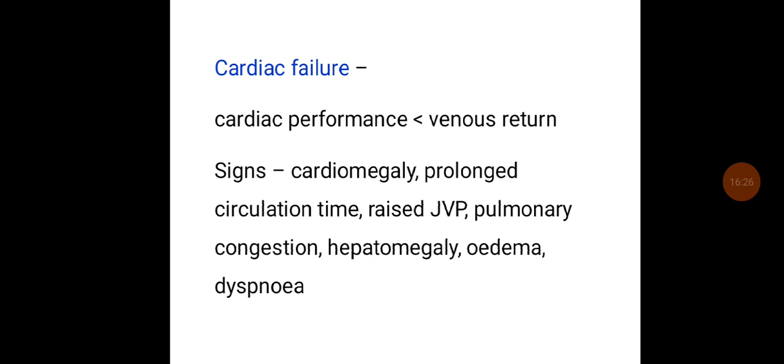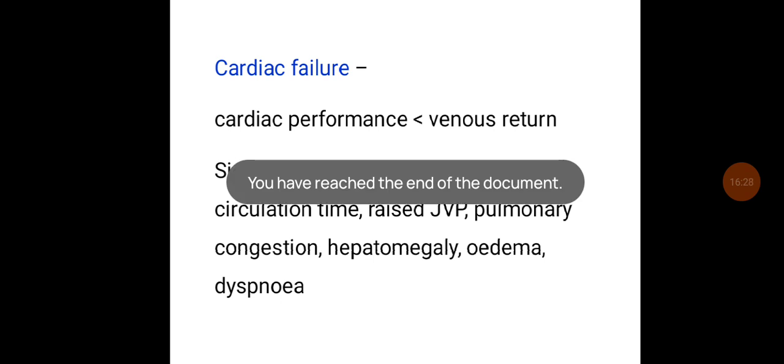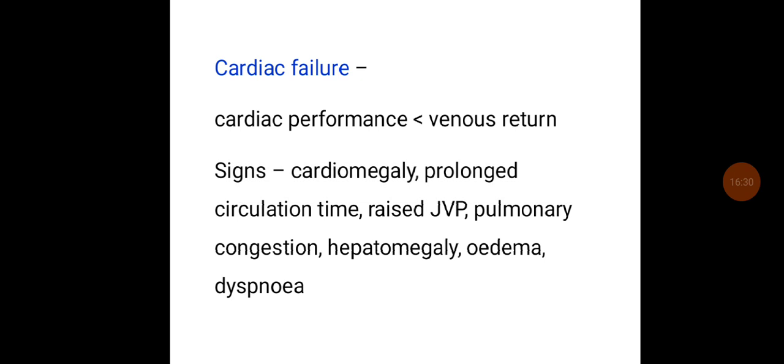Okay. So this is all about the cardiac output, the factors that are going to affect the cardiac output in brief.